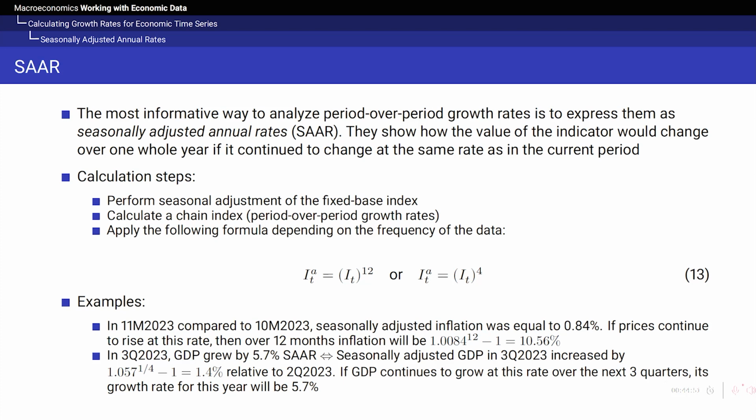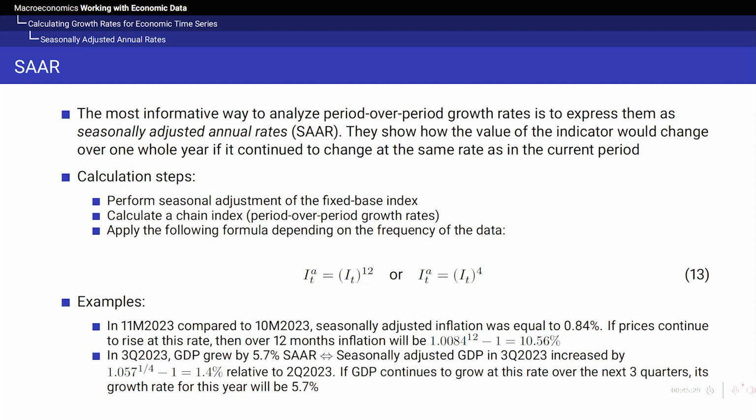Even after seasonal adjustment, interpreting chain index values is quite hard. Take a monthly increase in prices by 0.4% with seasonal adjustment. Can we say that this is a lot or not? How does this align with the objective of the central bank? To answer this question, economists calculate seasonally adjusted annual growth rates. The SAAR shows how the value of the variable would change over one whole year if it continued to change at the same rate as today.